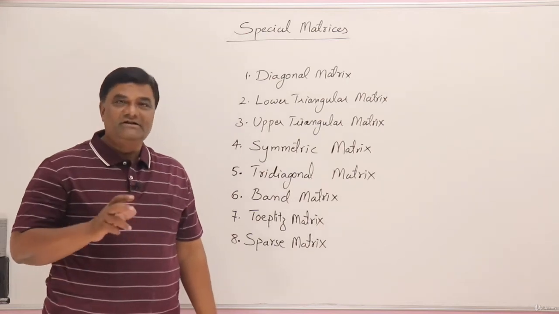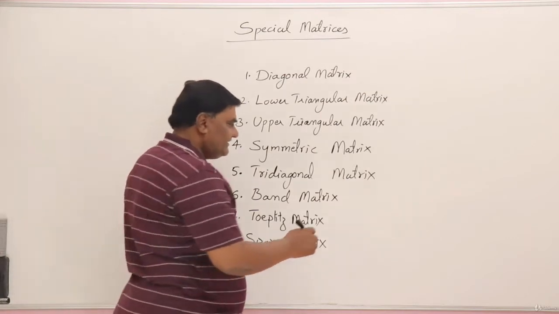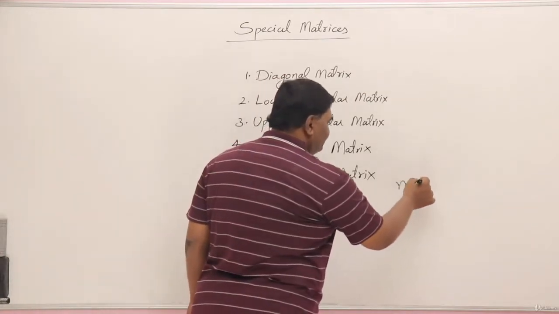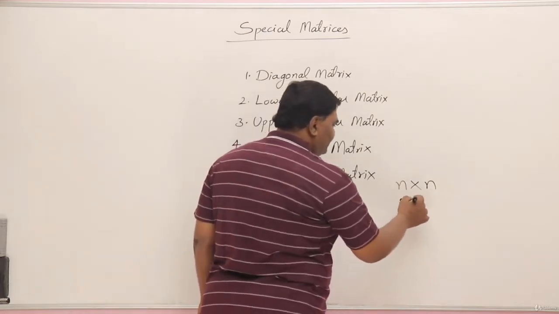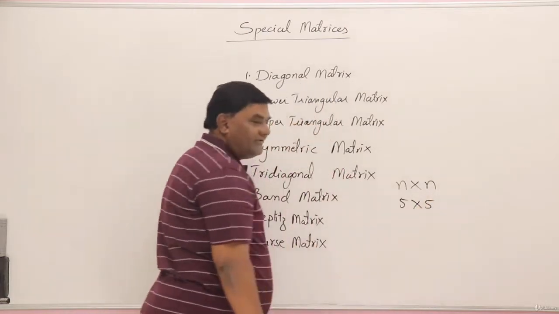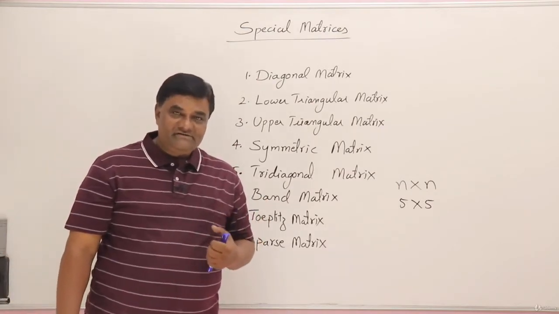In this section, we'll be learning about special matrices. Special matrices are square matrices, that is, their dimension is n cross n, or n by n. For example, if it is 5, then it is 5 cross 5, 5 rows and 5 columns. So these matrices are square matrices, this is the first thing.